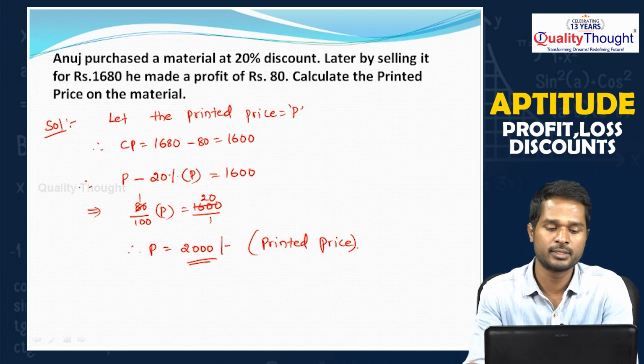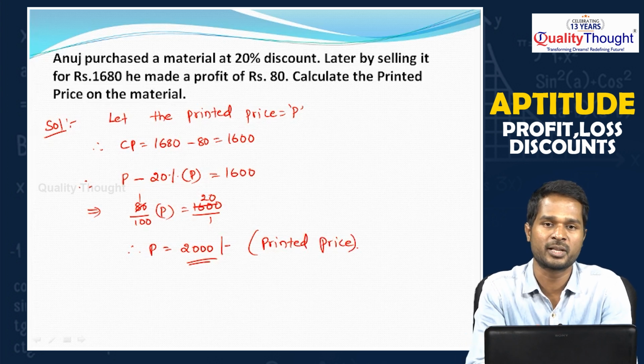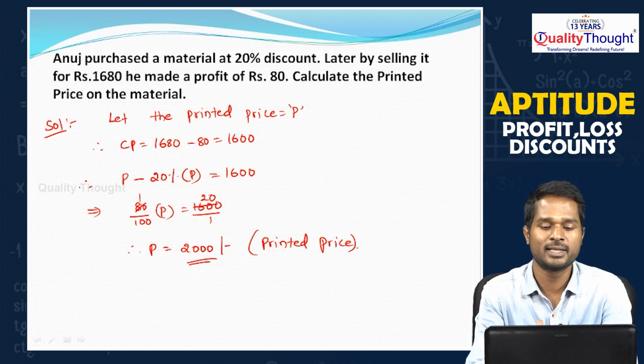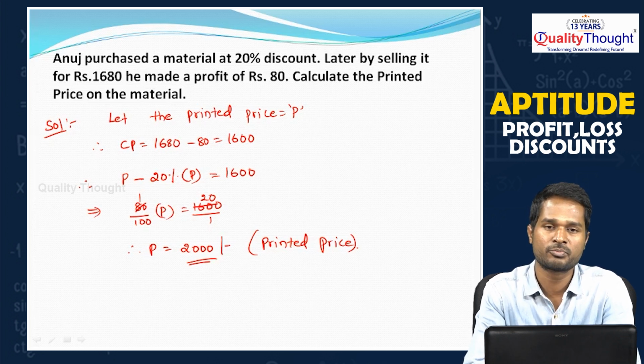So, what we have done here, we calculated the cost price from the selling price and profit. Selling price is 1680, profit is 80, which means it was purchased only for 1600 rupees. Now, on the printed price with a discount of 20%, it was purchased for 1600 rupees. So, calculate that 80% of printed price is 1600. So, the printed price value, 80 ones are 80, 20s are, so that is 2000 rupees.